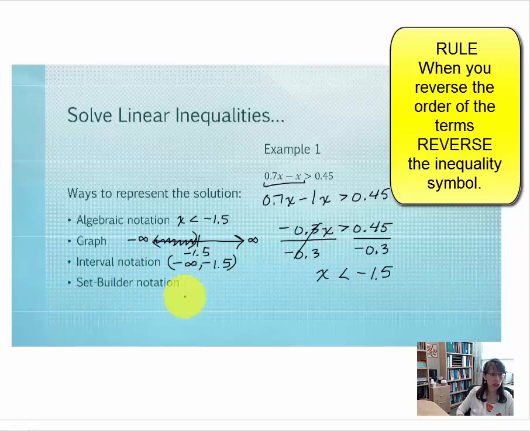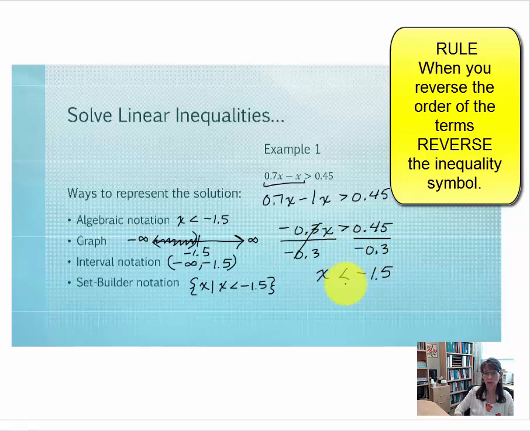Finally, the set builder notation involves these set brackets, which can be difficult to draw sometimes. Our variable is x. So right now this says the set of x such that, and then we simply write our algebraic notation. So the set of x such that x is less than negative 1.5, and close the set brackets. Now we are assuming that x comes from the real number system. So what's important to remember from this example is when you multiply or divide by something negative, it will reverse the inequality symbol.